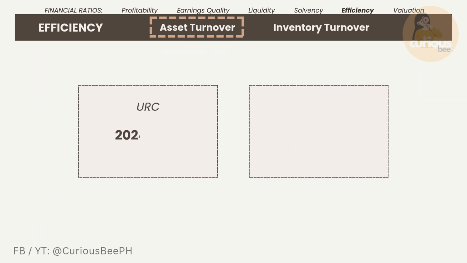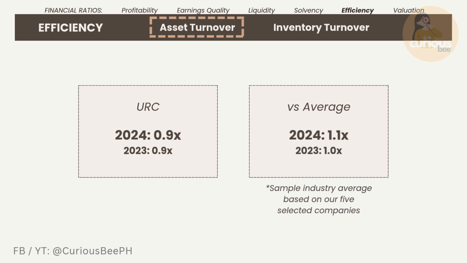But what if we test our sample company against the average? The average for all 5 companies in 2024 is 1.1 times. This shows that our sample company's asset turnover is below our sample industry's average.